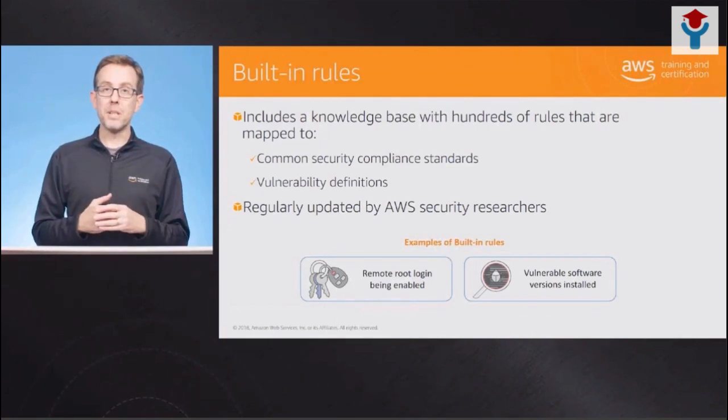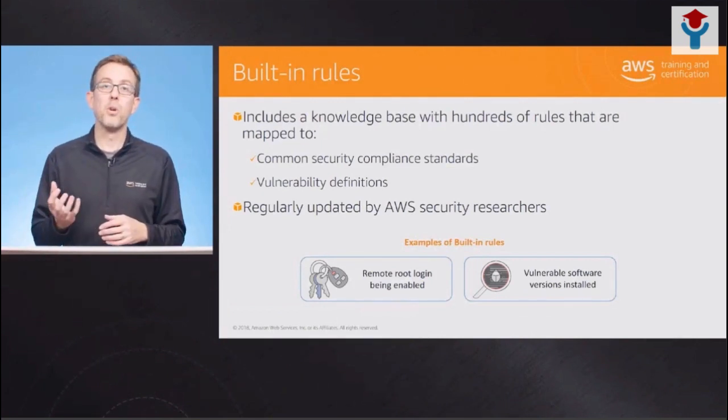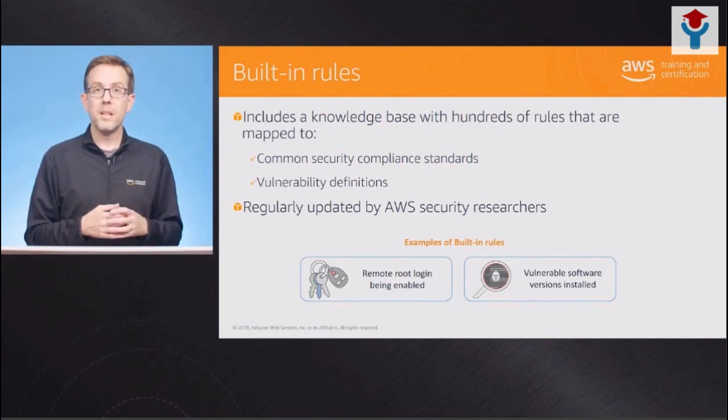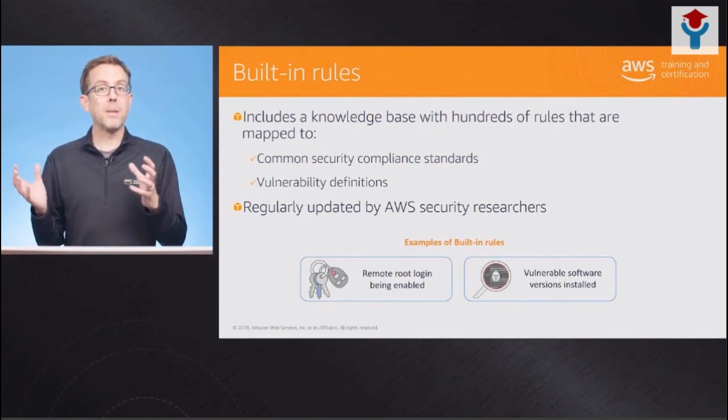Examples of built-in rules include checking for remote root login being enabled or vulnerable software versions installed. These rules are regularly updated by AWS security researchers. When Amazon Inspector assesses a target, it delivers findings, that is, detailed descriptions of potential security issues. Findings also contain recommendations for how to resolve security issues.